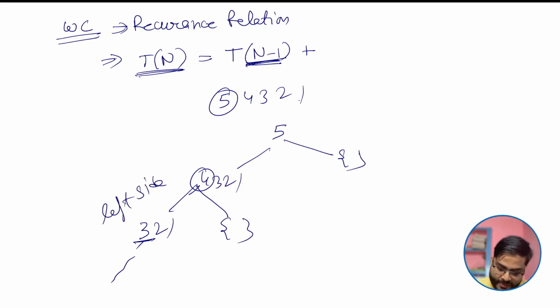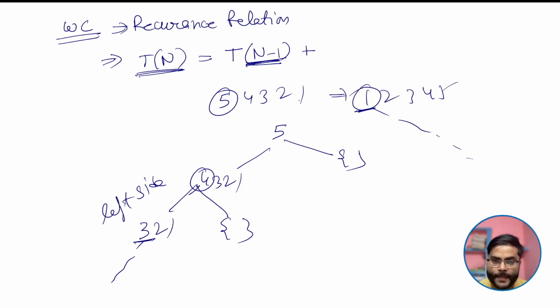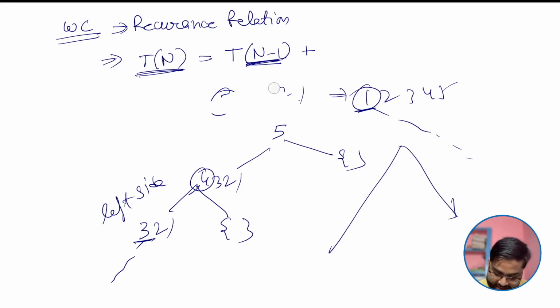Okay, so similarly, if you take 1, 2, 3, 4, 5, and you take 1 as a pivot element, it will be inclined towards right side. So if the tree is inclined towards left or towards right, then it will be the worst case. Okay, so let's discuss it.